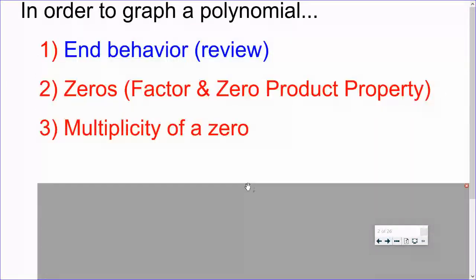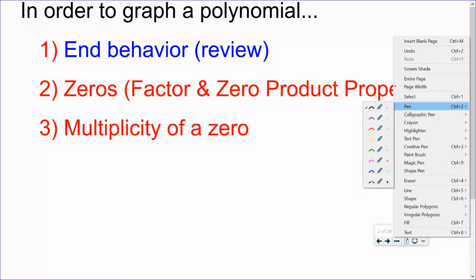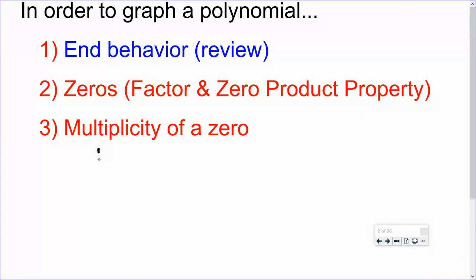In order to graph this, we must know what the end behavior is, and we must be able to factor. That's what this is, and we need to know how many times that shows up. Now, the cool part about this is if we know how many zeros we have, and if we know what it looks like.